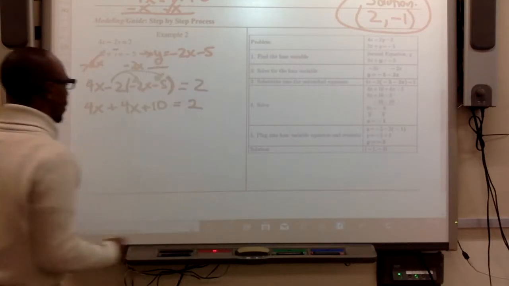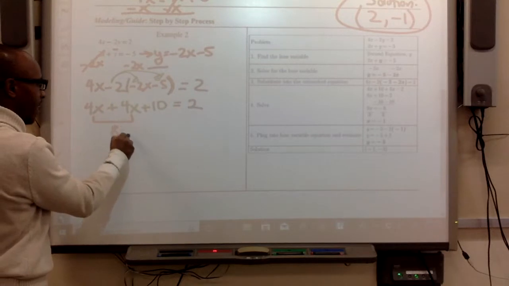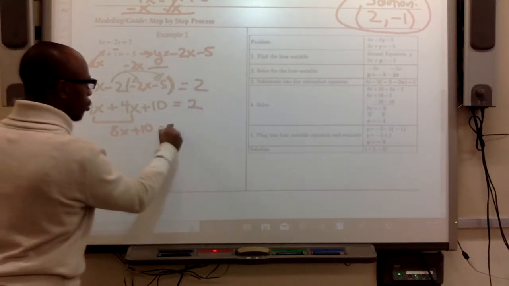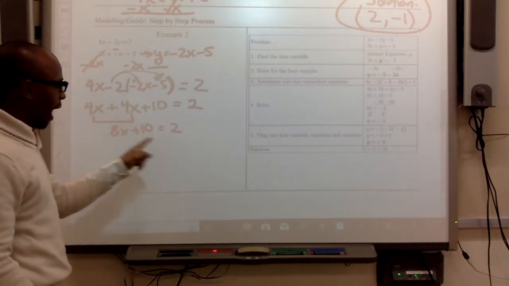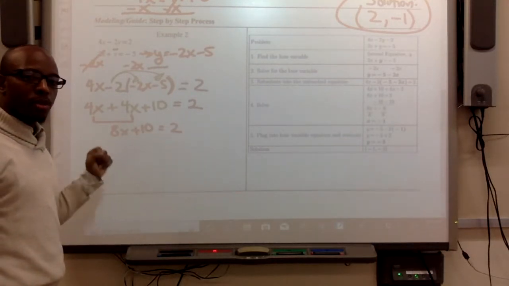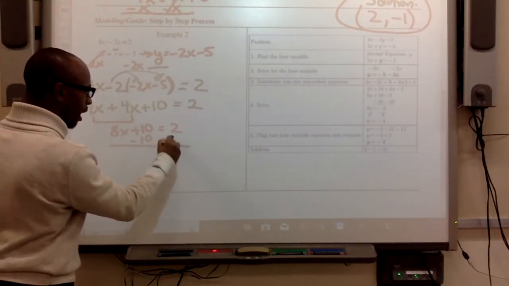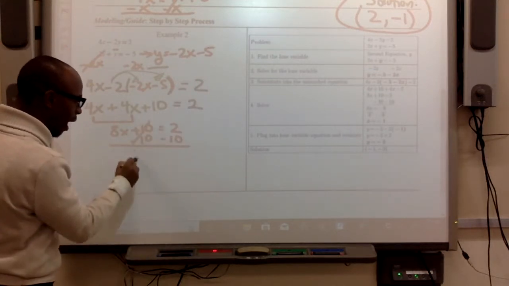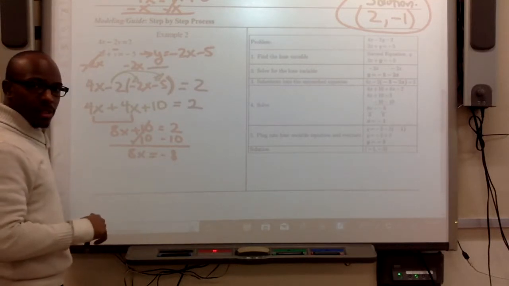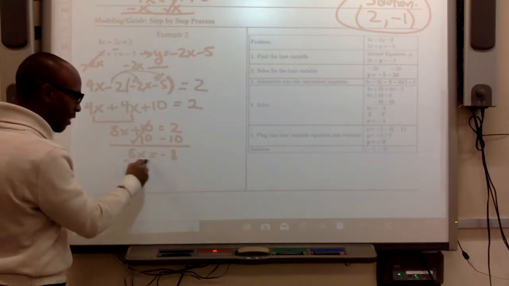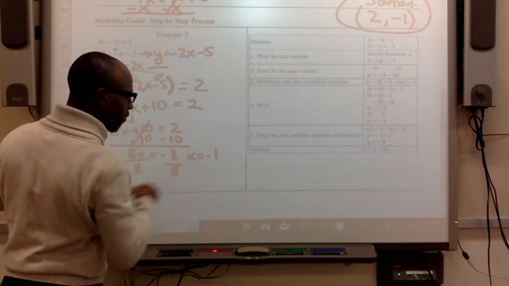So in order to find out what x is equal to, I combine like terms. I see 4x and 4x. That gives me 8x plus 10 equals 2. I want to get x by itself, so I've got to get rid of the number first. We're going to add or subtract first, and then we're going to multiply or divide. So I'm going to subtract 10 on both sides. Those 10s cancel out. I get 8x is equal to negative 8. I then divide by 8 on both sides. I see that x is equal to negative 1.